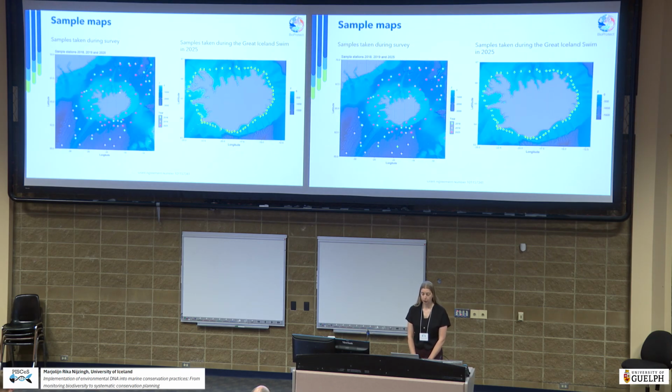So we have 2 sets of samples. The first ones were taken during a survey by the Marine and Freshwater Research Institute in 2018, 2019, and 2025. The sample stations are on the left map, and as you can see, we have a pretty good coverage of the whole EEZ around Iceland. Samples were taken at different depths, at 500, 250, 20, and surface level. Then there were citizen science samples taken during the Great Icelandic Swim of Ross Edgley, where he swam around Iceland with a support crew on a boat, and they took samples with a citizen science sampler. These samples you can see on the right side.